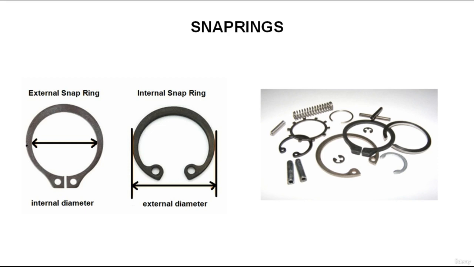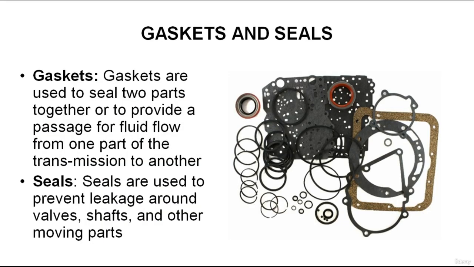Another important part in the automatic transmission is the gaskets and seals. The gaskets and seals of an automatic transmission help to contain the fluid within the transmission and prevent the fluid from leaking out of the various hydraulic circuits.